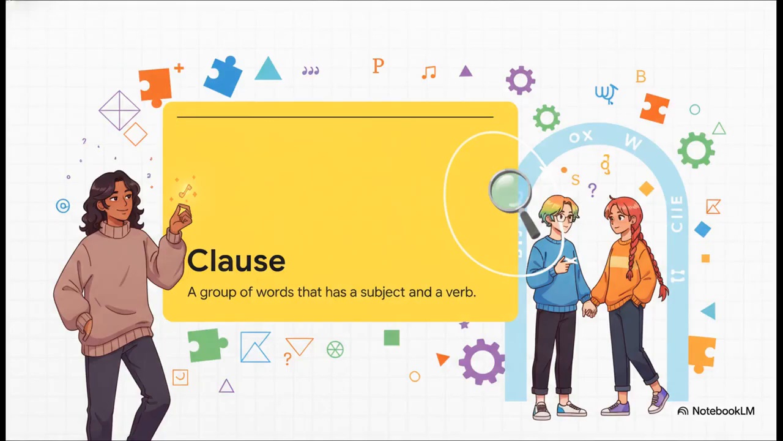So here's the important thing to remember. Both of these are technically clauses, okay? They each have a subject and a verb. The only real difference is that one of them is perfectly happy living on its own, and the other one, well, it needs a roommate to help pay the bills and make the sentence complete.